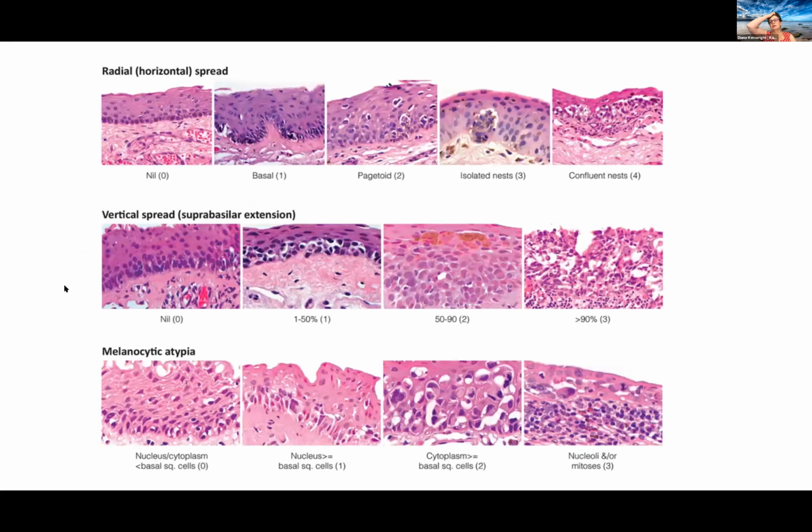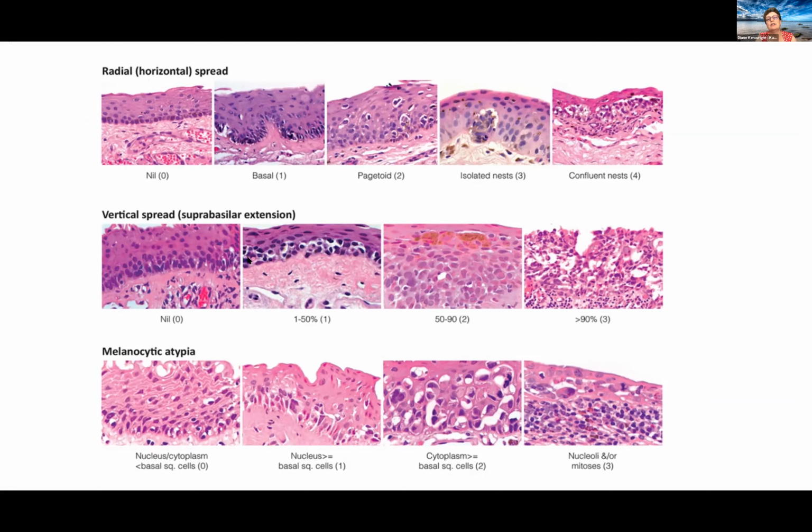Fortunately, the Seaman protocol comes with lots and lots of pictures. So normally the melanocytic cells are like 1 every 5. And if you just get basal proliferation of them, you score a 1. Pagetoids are 2, nests are 3, and confluent nests forming this mass is a 4. So that's the radial spread, how many nests there are.